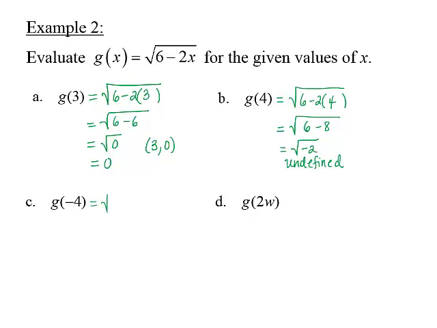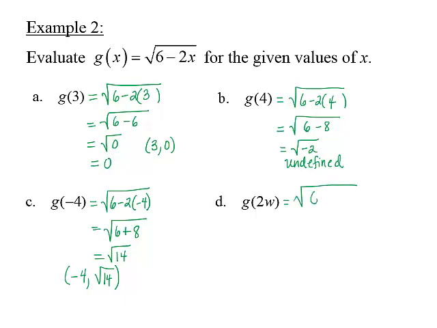g of negative 4 is the square root of 6 minus 2 times negative 4, which is the square root of 6 plus 8, or the square root of 14. So our input of negative 4 corresponds to an output value of the square root of 14. The last example is g of 2w. We get the square root of 6 minus 2 times whatever our input is. Our input is 2w. So this is the square root of 6 minus 4w. Let me know if you have any questions concerning function notation.